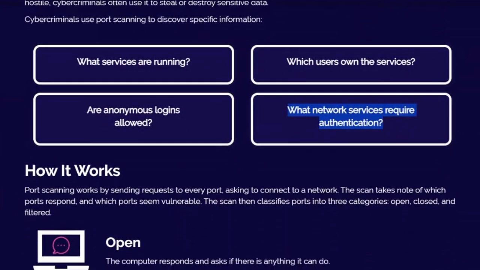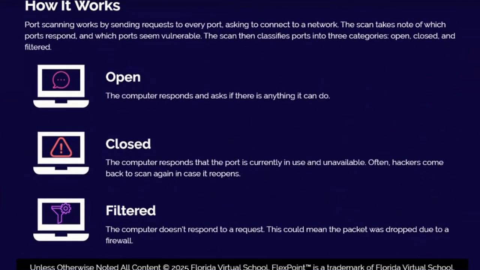So here's how it works. Port scanning works by sending requests to every port, asking to connect to a network. Right? So the scan will then take note of which ports respond and which ports seem vulnerable. And the scan will classify those into 3 categories. This is an open port, this is a closed port, and this is a filtered port.